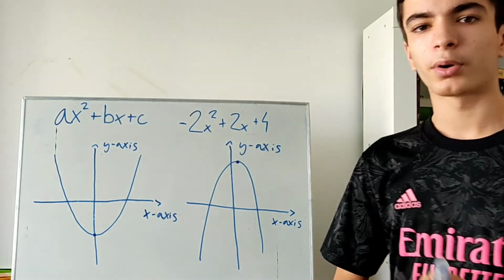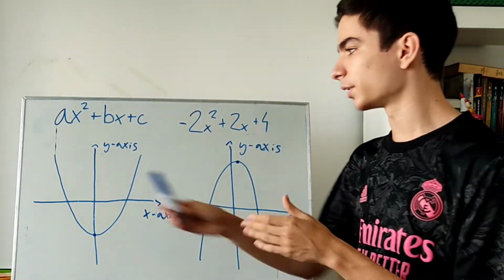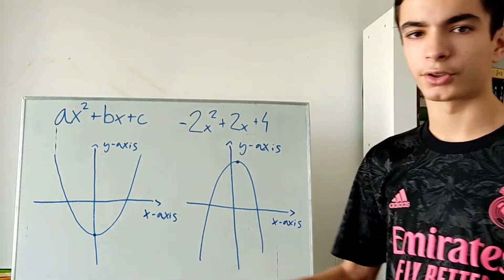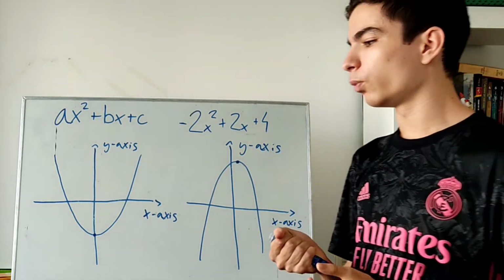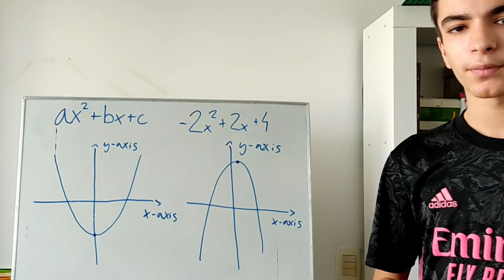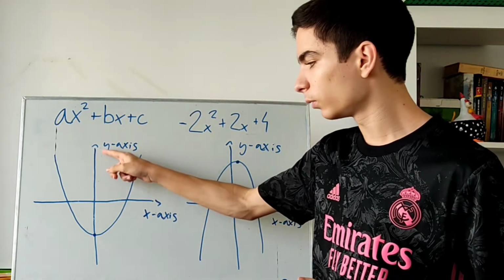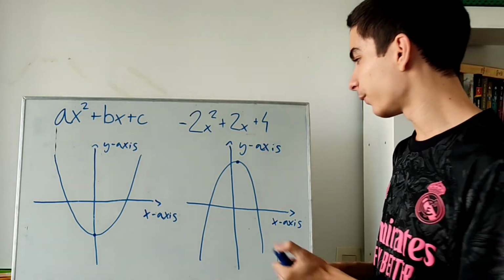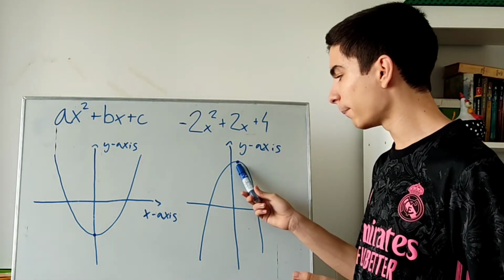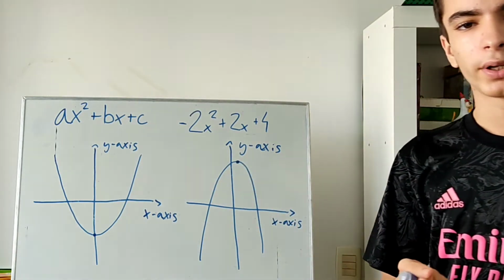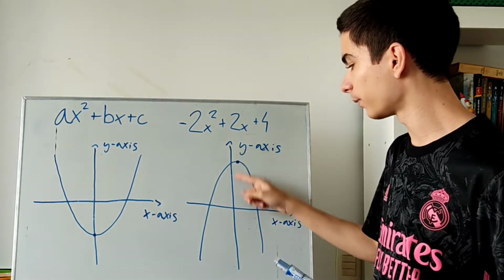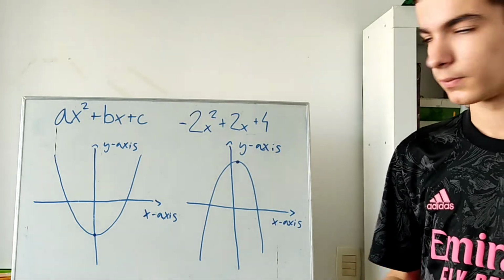This is also very important because if it faces upwards, you will have a minimum point in your graph, which is also the vertex of the graph and the lowest y value, vertical value, that your function takes. And if it faces downwards, then you will have a maximum point, which is also the vertex of the graph and is the highest y value, vertical value, that your function takes.